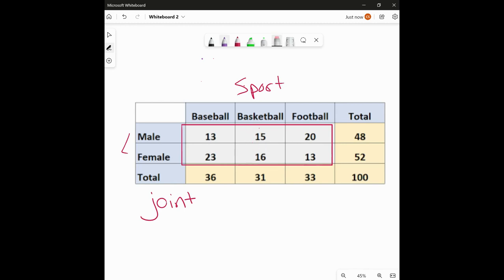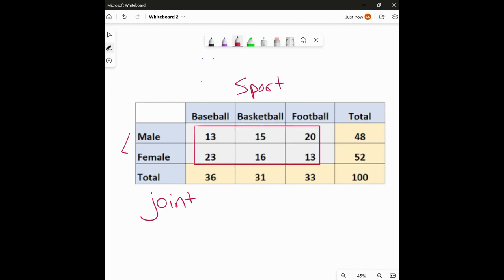Now let's talk about 20. 20 is also a joint frequency. It's on the inside of the table, and it joins the male and the football. So 20 males play football. That's how you would determine a joint frequency. So it's all these numbers in the white on the inside of that table.